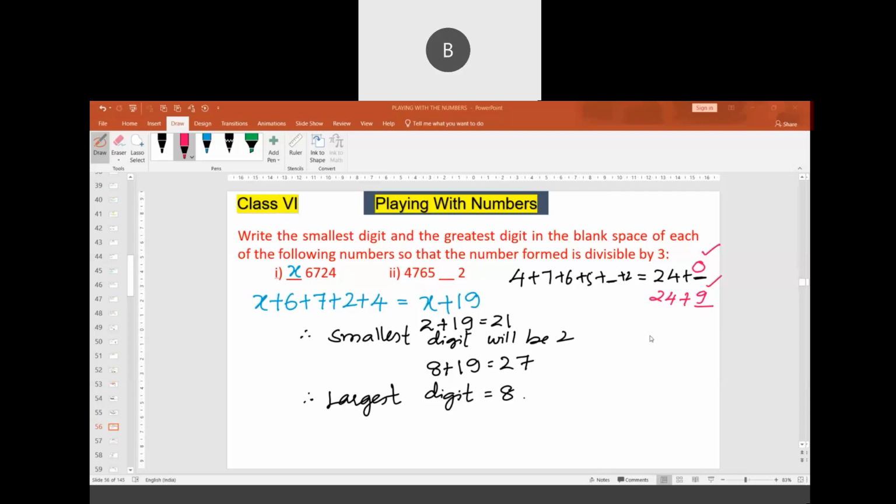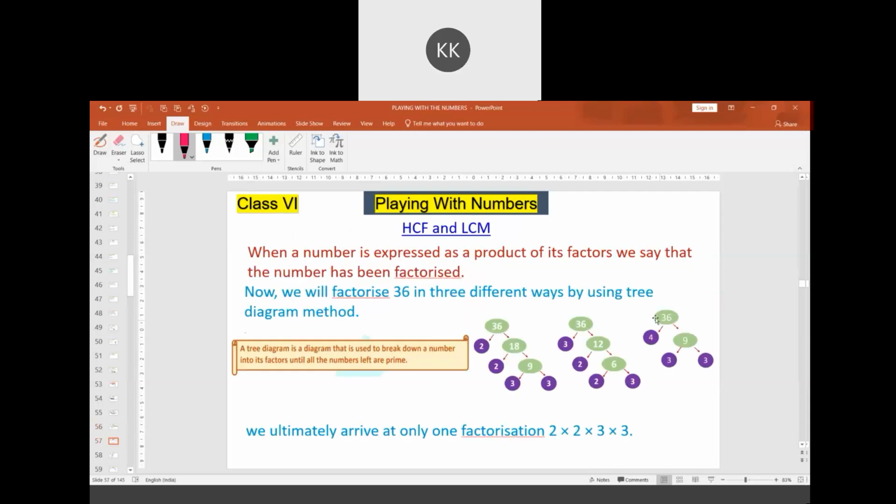Whenever there is a question, we need to see the question properly. In the question, they have mentioned greatest digit and the smallest digit. Here, the smallest digit is 0, greatest digit is 9. If you consider 3, no doubt it is divisible by 3, but 3 is not the largest digit. So we are writing the largest digit here. Largest digit is 9. Hope you have understood this now.